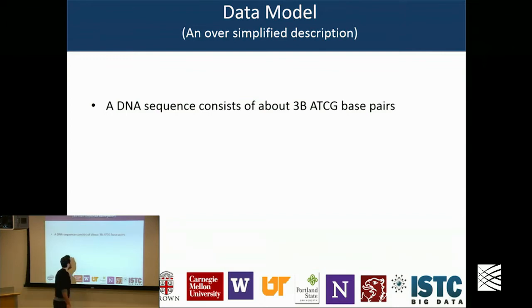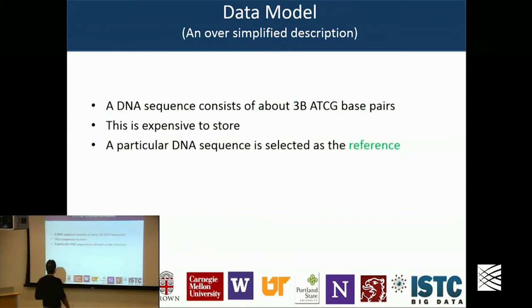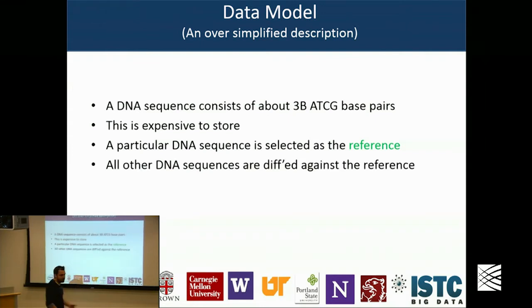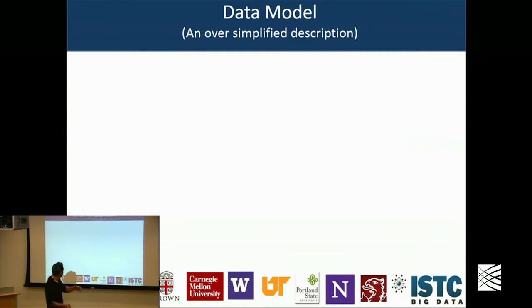So a DNA sequence consists of about 3 billion base pairs. This is very expensive to store. Of course, you attach a lot of other information with every base pair. So what do we do? There is a particular DNA sequence which is selected as the reference genome, and essentially every other sample, we diff it after a big pipeline and a lot of filtering and quality analysis and everything. At the end of the day, we just store the variants in the GVCF format. I'm going to focus only on the GVCF format. This is what we have been working on with Eric Banks for the past couple of years.